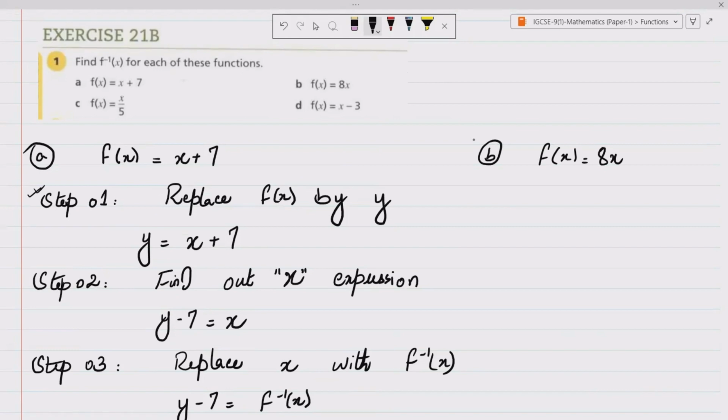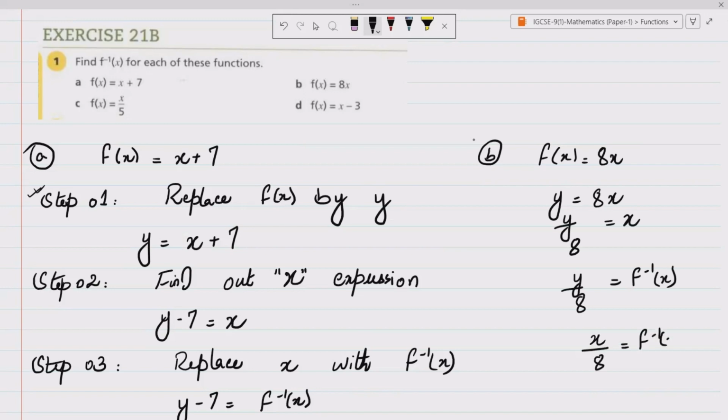So we are given f of x equals 8x. First thing we have to do, replace f of x with y. So y equals 8x. Then in the second step we have to find the value of x. So x equals y upon 8. Now y upon 8 equals, instead of x, write f inverse of x. And now replace y with x. So x over 8 is f inverse of x. So we easily did 4 steps: step 1, step 2, step 3, step 4, and we found the part B answer.